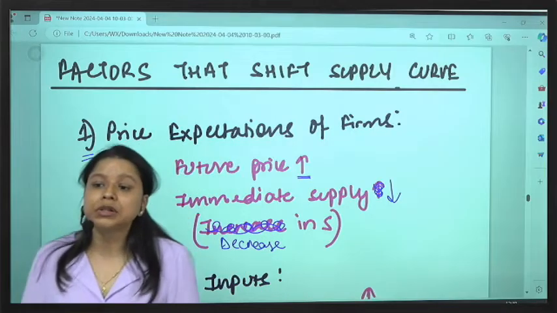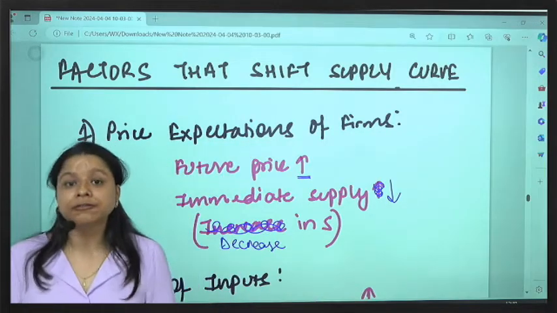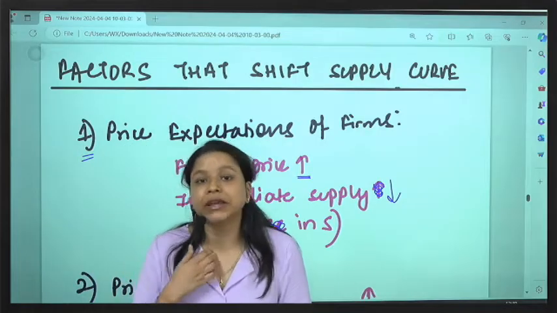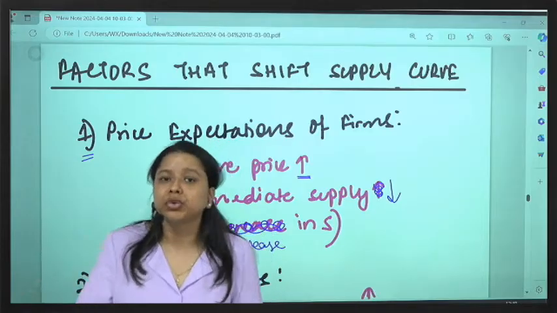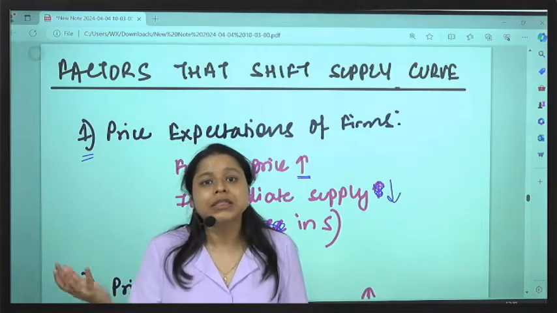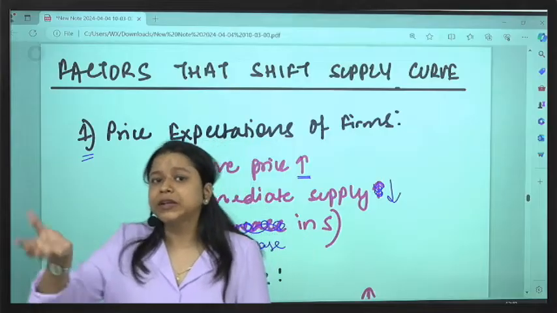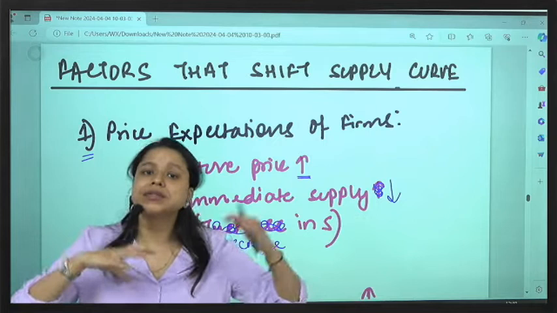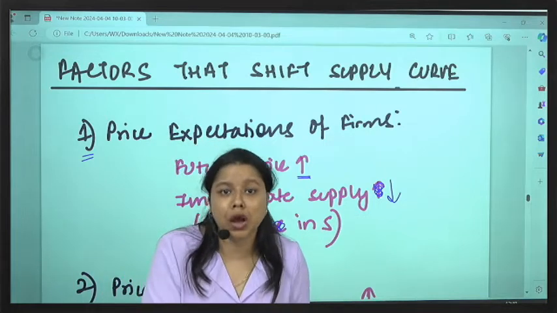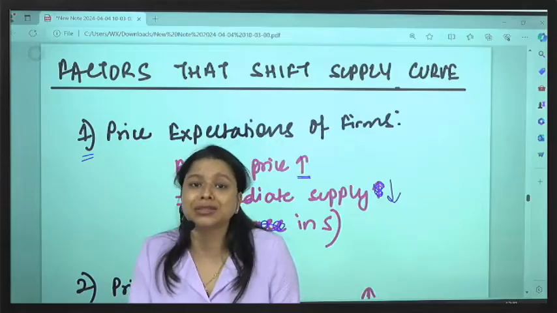I'll give you an example quickly. For example, the farmers are expecting that maybe in future, like after one month, there will be a shortage of a particular crop or a particular fruit, vegetable, anything. Then the prices are going to increase. So let's not sell it right away, we'll sell it in future. And so they may not be willing to sell now, and if they are not willing to sell now, there will be a shift in the supply curve.